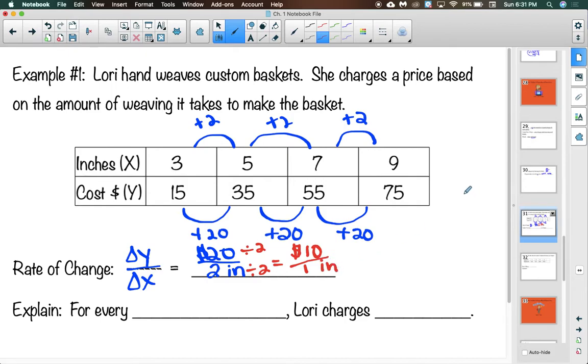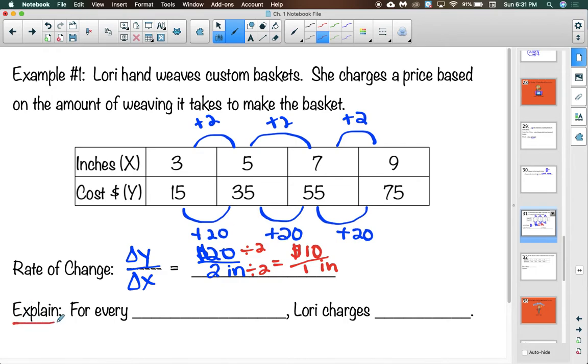Okay, so this is a constant rate of change because every single one of our delta y's and delta x's equaled out to be the same unit rate. Each of our delta y's were 20, each of our delta x's were 2, so we only had to do the math one time, and we got $10 per 1 inch.